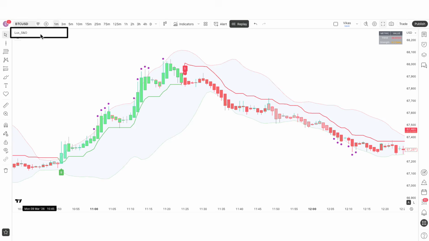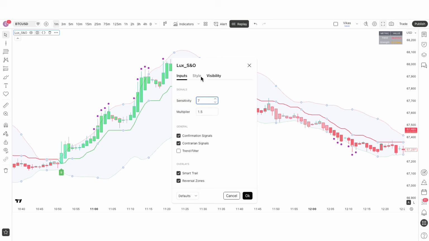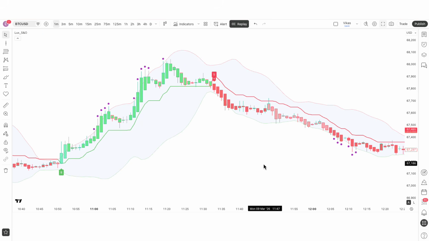Now the indicator settings change for perfect signals. First, we change sensitivity to 14:7. We have to keep these options hidden. Here, everything is fine after that. Click OK. Now we'll add one more indicator to make this strategy more powerful.